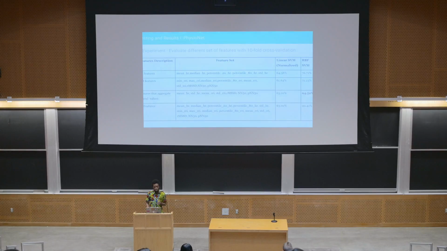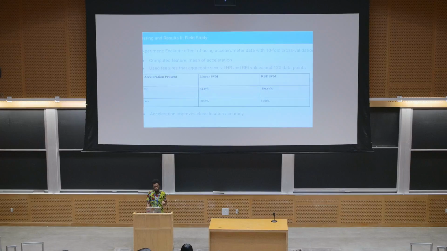So one was on the Physionet dataset, and for that, I wanted to figure out the effect of different feature sets. So I had 4 feature sets. One was heart rate features only, RI features only, features that are aggregated over several values, and then all the features. And for my results, features that are aggregated over several values had the highest accuracy, with 94.5% accuracy with RBF. And for all the results, RBF performed much better than linear SVM.